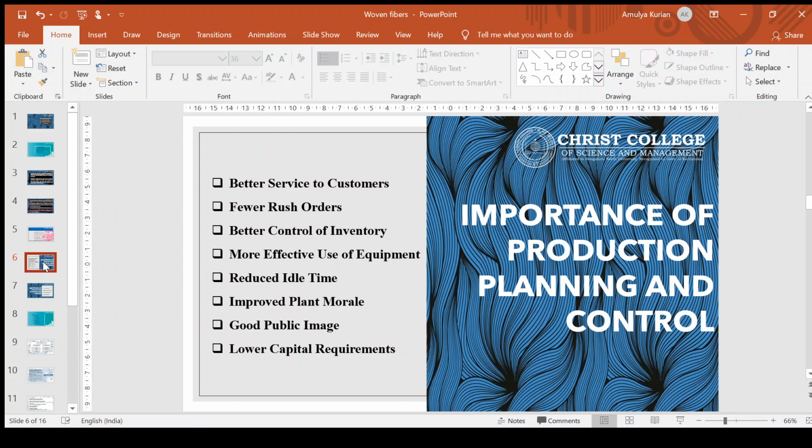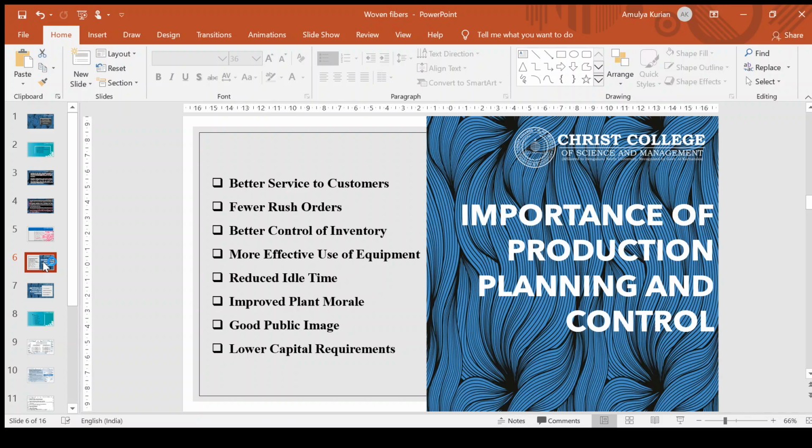The last one, lower capital requirements. As planning and control is in place, we will be ensuring that there is no tying up of money in the form of inventory or any other resources. With production processes running without bottlenecks, the facilities are used more effectively and inventory levels are kept as per the schedule, neither more nor less, so the capital is not tied up in these different resources. So these are the importance of production planning.